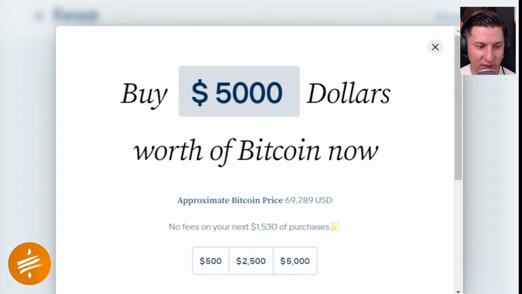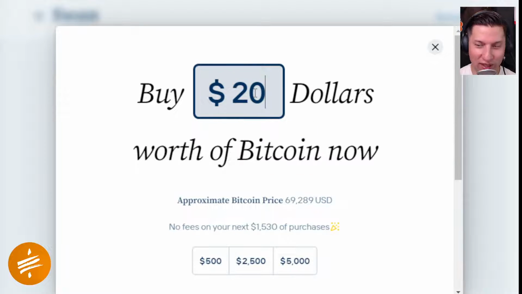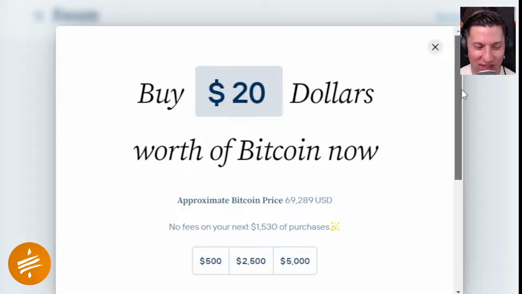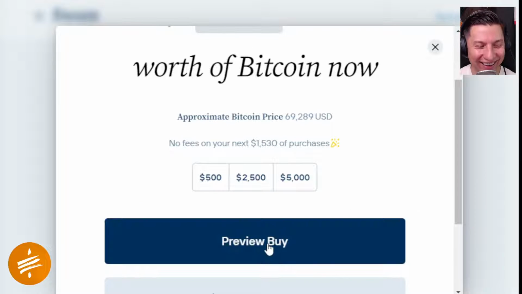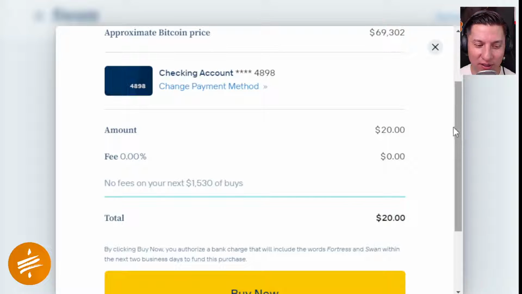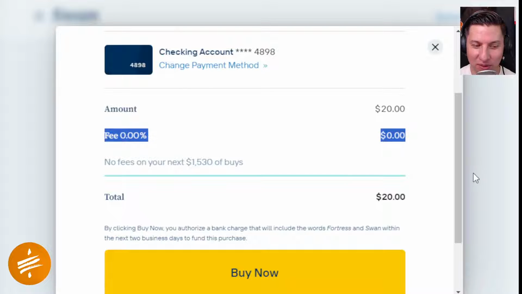$20 for the normal stack of the evening, the normal stack of the day, the weekday stack. I'll bring it up on the screen here. We're gonna do $20 today for the 100 stacks challenge, and here we go. No fees, thanks to the no fees from Swan for the first $10,000 of Bitcoin you purchase.